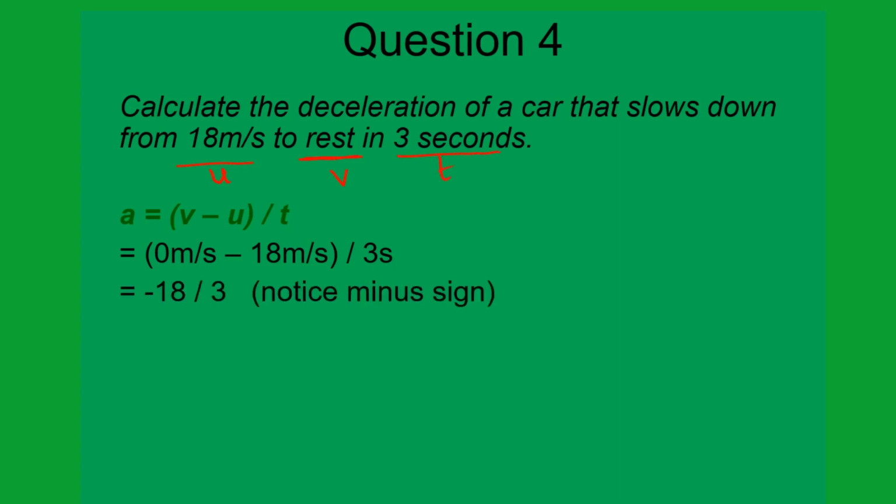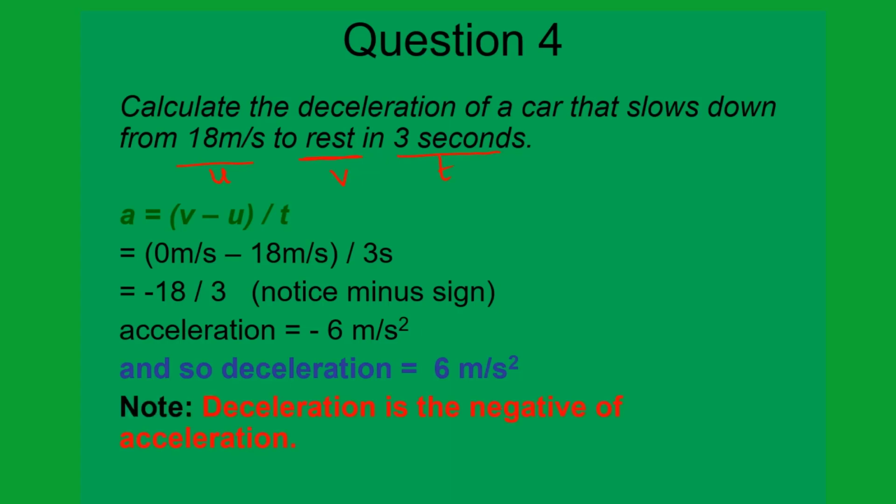So 0 minus 18 divided by 3. Notice that this minus sign indicates that the car is decelerating. So acceleration equals minus 6 meter per second square, so deceleration will be 6 meter per second square. Note, deceleration is the negative of the acceleration. Remember, deceleration is the negative of the acceleration.